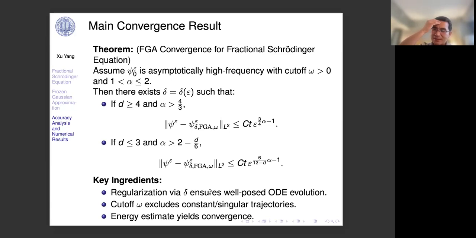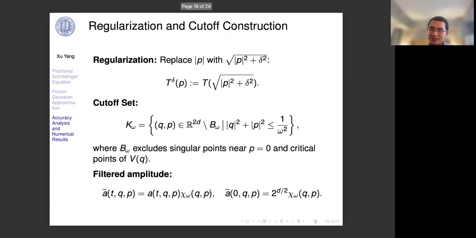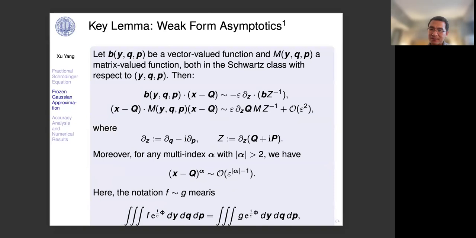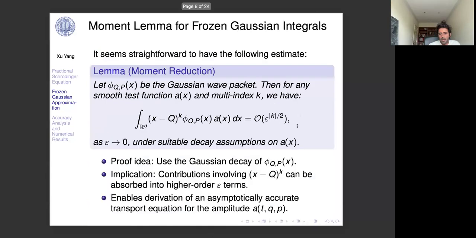In my idea, if you want to analyze the accuracy in the discrete sense, you need a discrete version of this lemma to make it work. You need a numerical discrete cancellation mechanism similar to this lemma so that you can do the analysis. If this lemma fails in the discrete sense, then you go back to this accuracy.